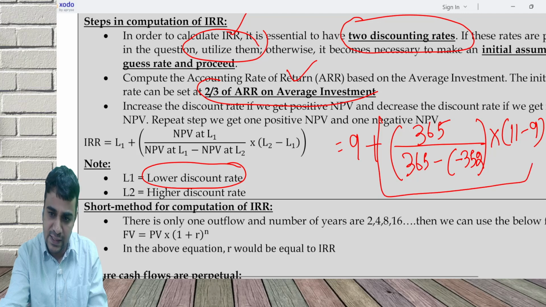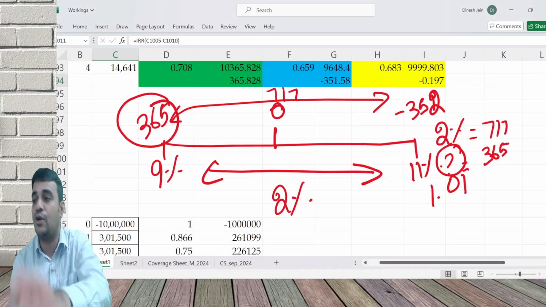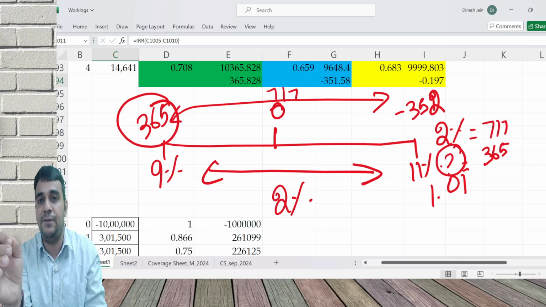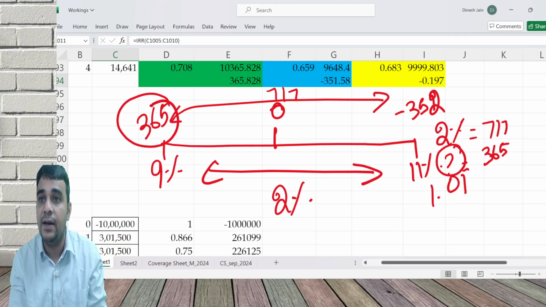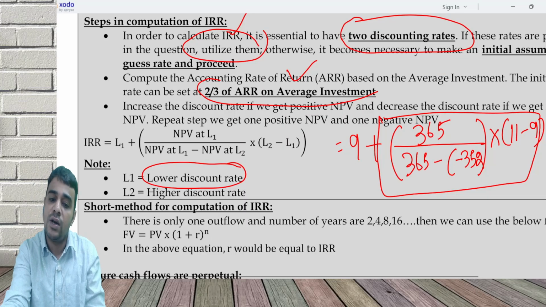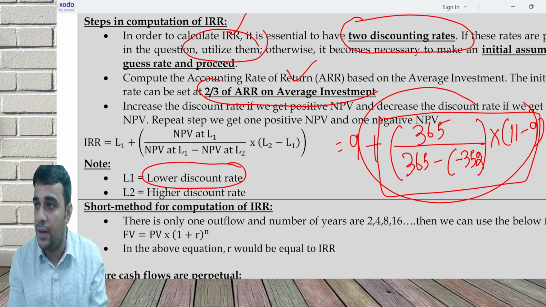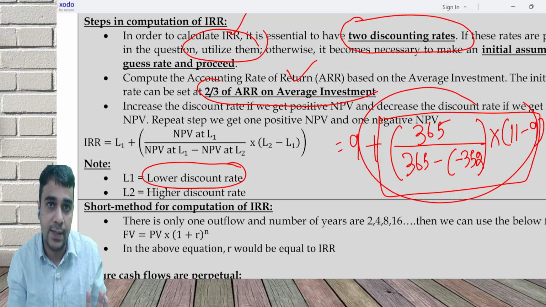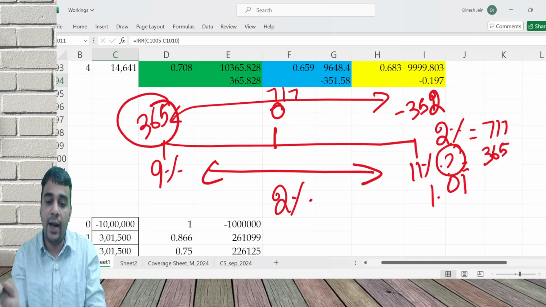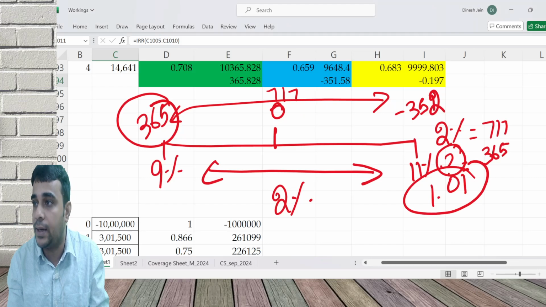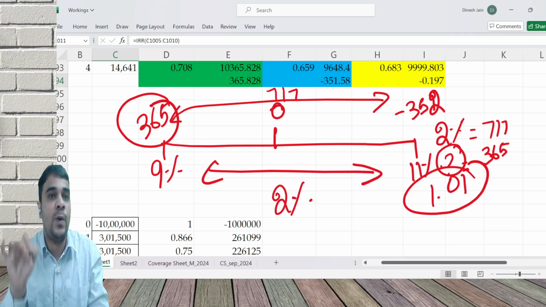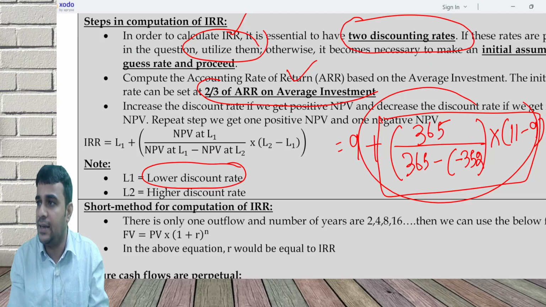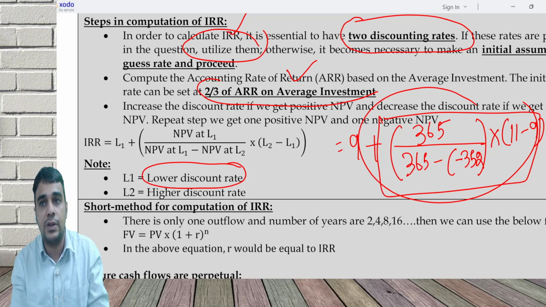Now wait, if you see this part, it is nothing but the cross multiplication I told you to do. 2 is equal to 717, question mark is equal to 365. For cross multiplication, what you will do? 365 divided by 717 into 2, which is what this formula is all about. So it's a lengthy formula, but I've given you the logic of the formula. In exam, if you want to write the formula, write it. If you don't want to write the formula, do it in the timeline manner. The answer is going to remain the same. 9 plus, how you calculated this 1.01, you had done 365 divided by 717 into 2, and that is exactly what this formula is telling. Any doubts on this part? Understood?